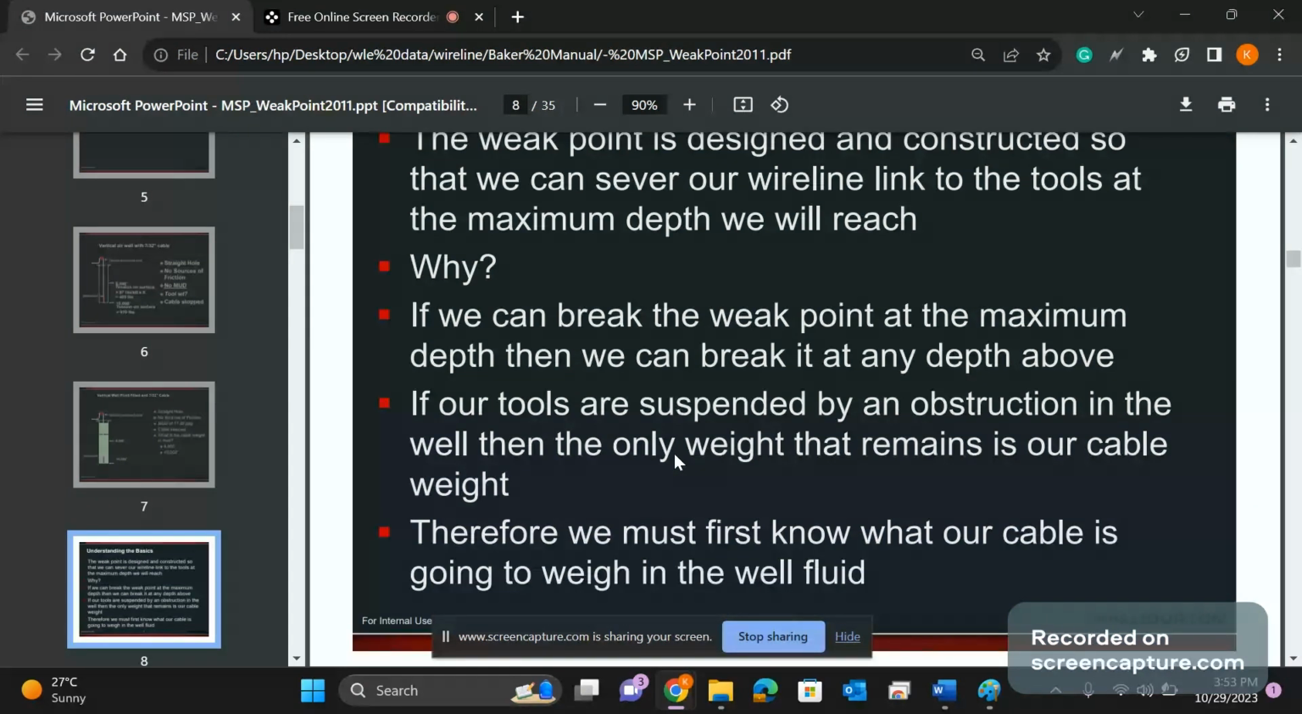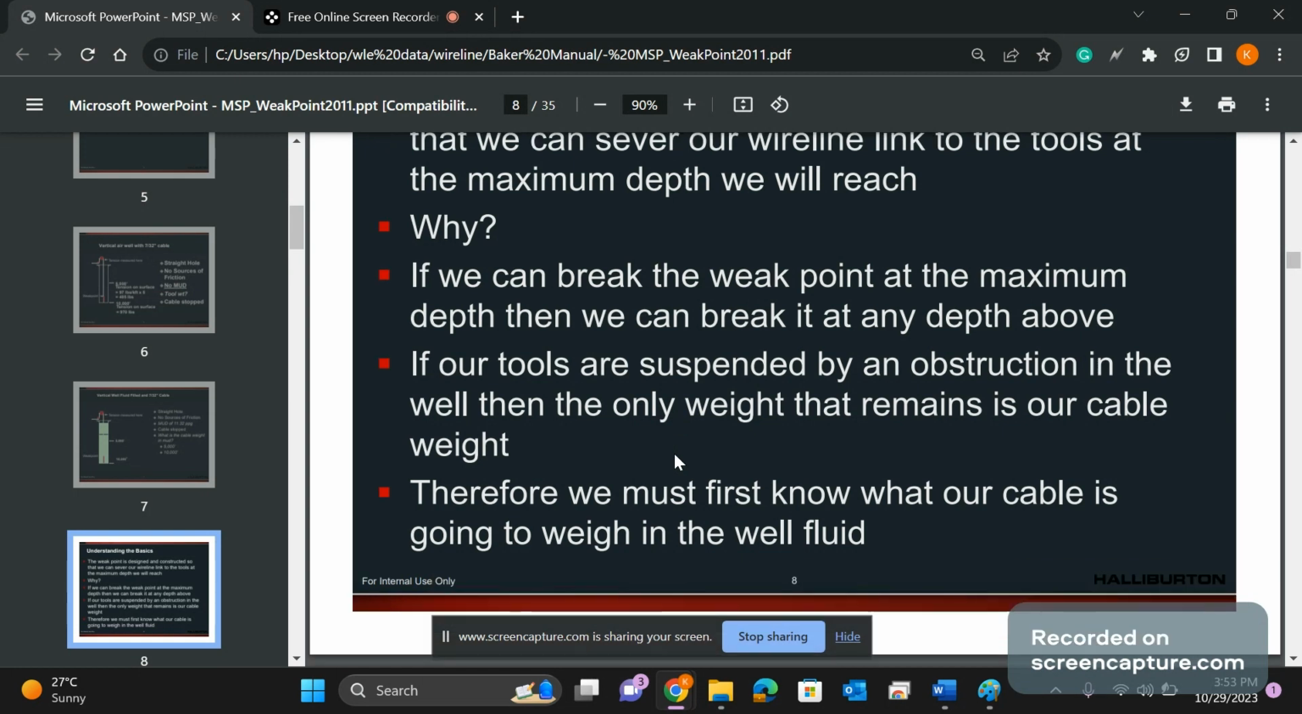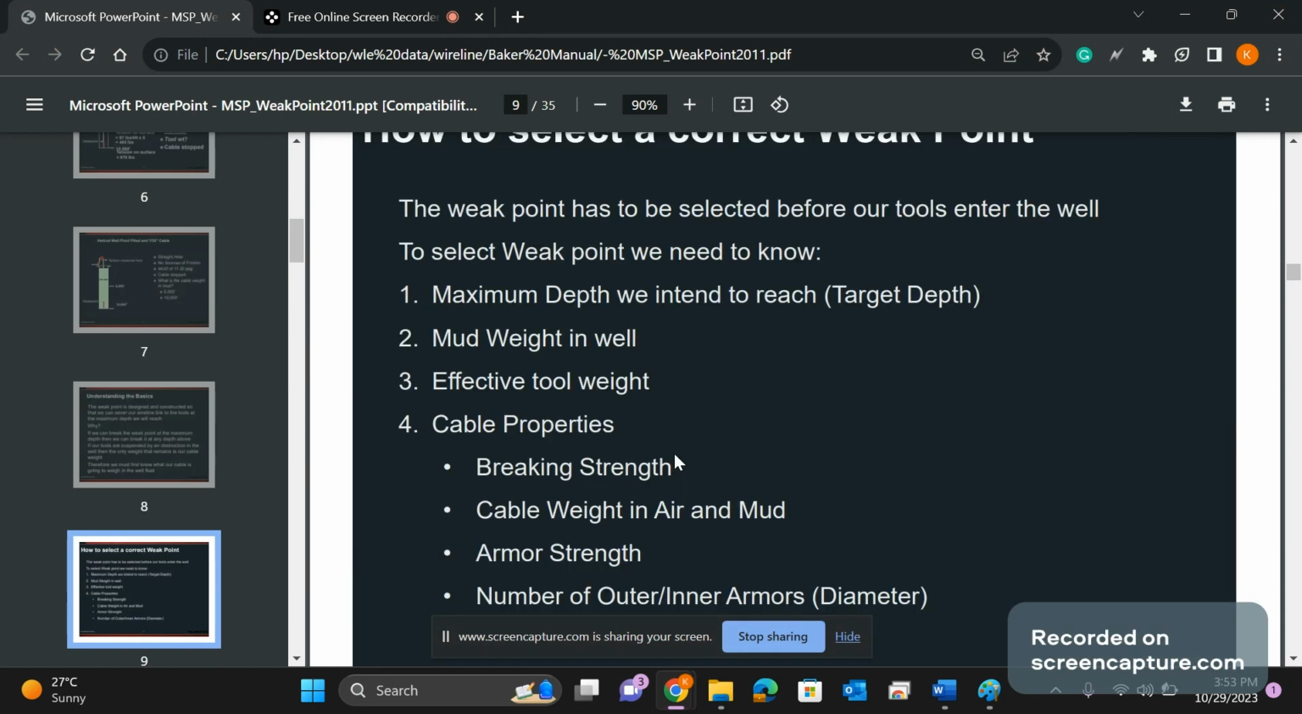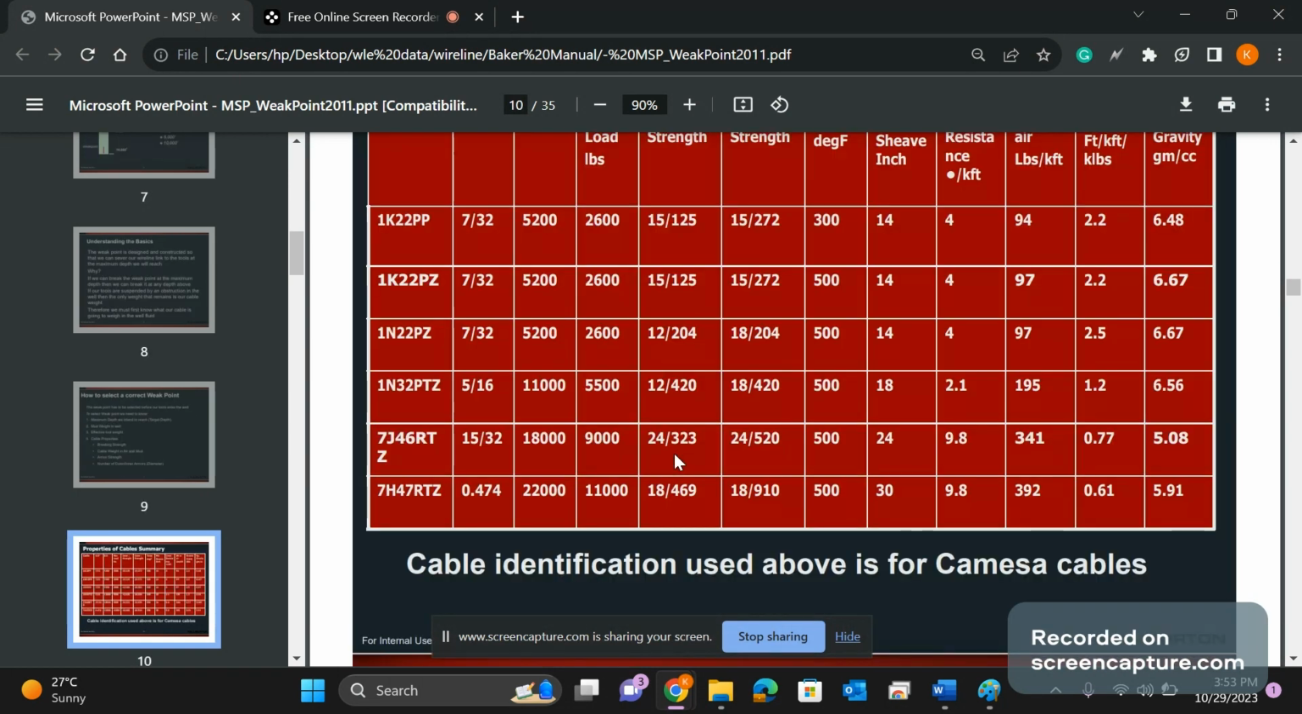The reason is that if we can break the weak point at maximum depth, we can break it at any depth above. So if the tool is stuck, we can simply break the wireline from that point. I will share the slide with you. Don't worry.